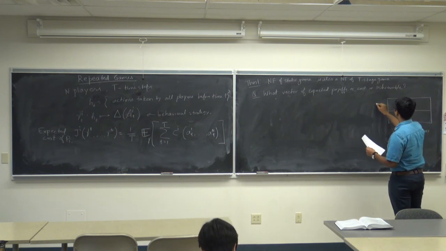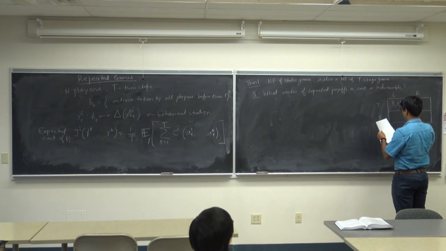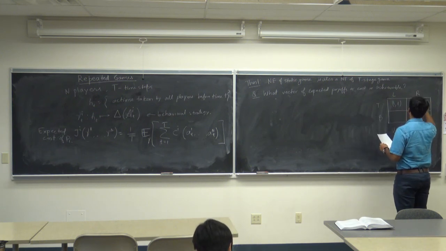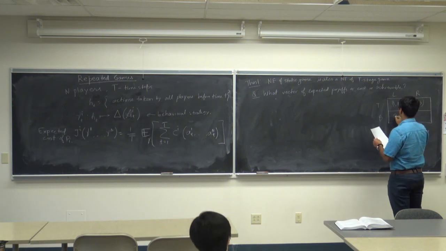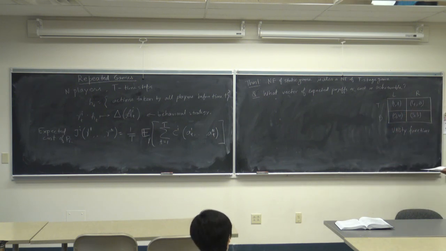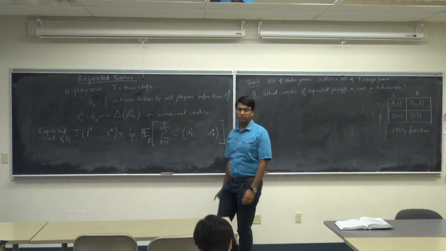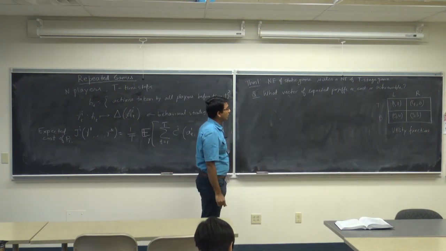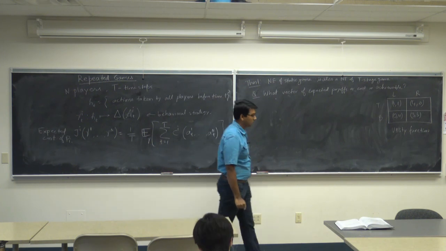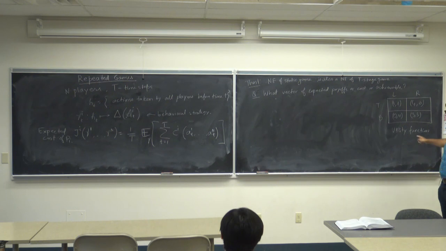Player one has actions top, bottom; player two has left, right. The payoffs are (1, 1), (4, 0), (0, 4), and (3, 3). Okay, this is like a prisoner's dilemma game. So the first thing we want to find, this is the utility function.